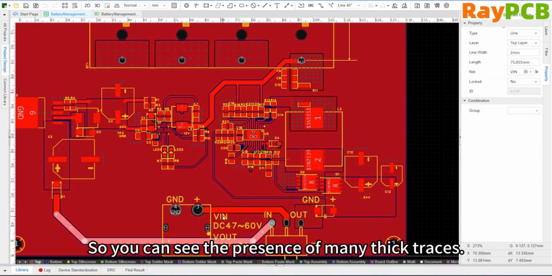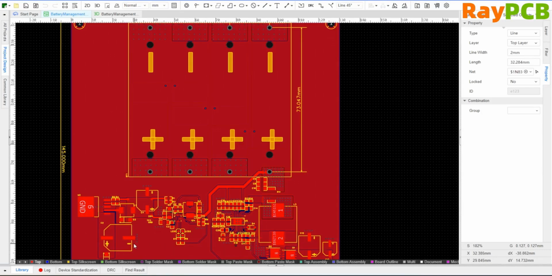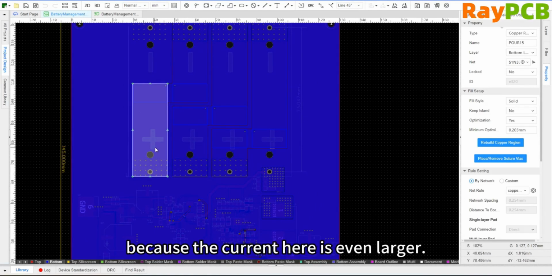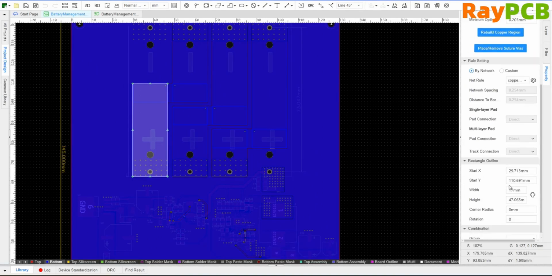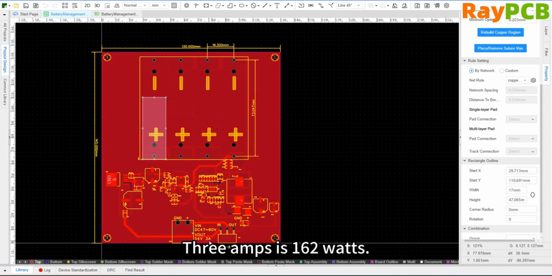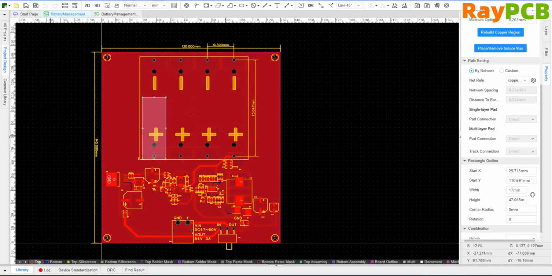So you can see that there are many thick traces present. Next, we can also look at the battery section. This is the battery section. I use the copper pour method for the layout here because the current is even higher in this area. The width here has already reached, let's take a look at how wide it is. The width is 17 millimeters, which means it can carry a very large current. Why is that? Because this is a boost converter board. It boosts the voltage from 4 batteries, 12 volts, up to 50 to 54 volts at 3 amps, which is 150 watts. So at this position, the current it carries is about 10 amps. That's why the trace width here is quite large.